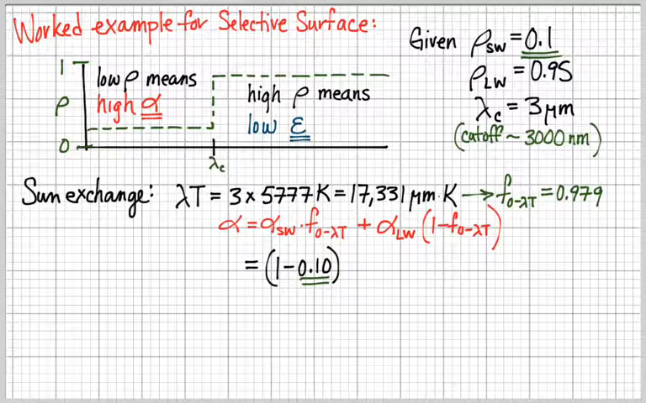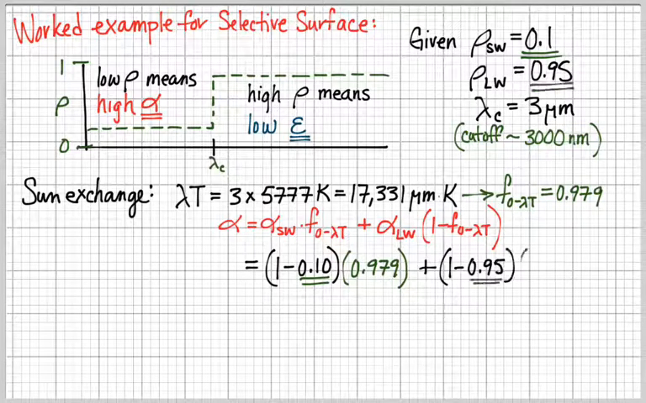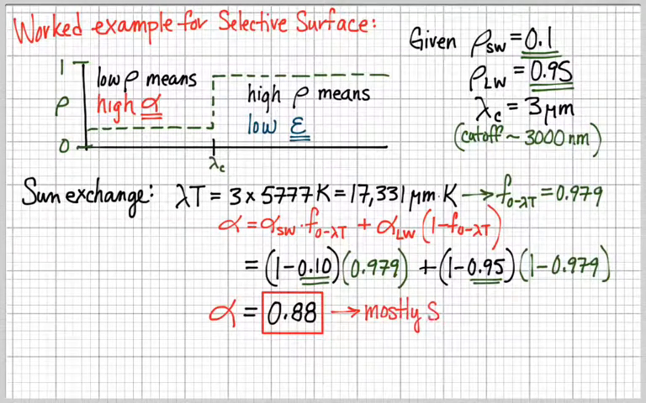So you see here I've got alpha of the short wave is 1 minus 0.1 because the reflectance was 0.1, so alpha is equal to 1 minus the reflectance. Now I'm going to multiply that times 0.979. So I've got my first term for the total absorptance. Now let's work our way through the second term, which is going to be 1 minus 0.95 because of my reflectance balance. And the net remainder is going to be 1 minus 0.979. Add these guys together, and I'm going to get an absorptance of 0.88.